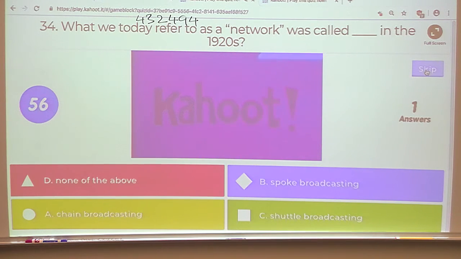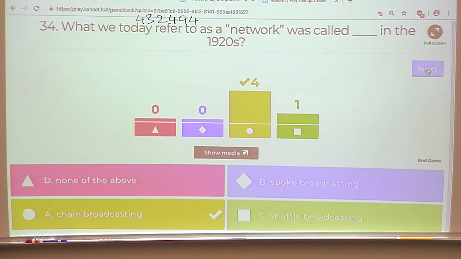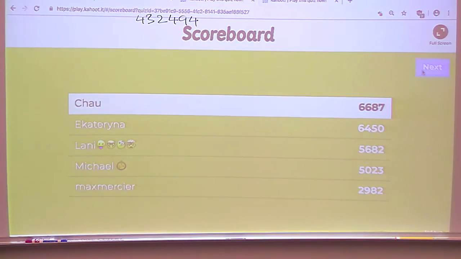What we today refer to as a network was called what in the 1920s? And let's jump ahead again. 4 people got it right. Excellent. Almost everyone. So it was called chain broadcasting. The idea there being that programming could originate in one station but be connected to all the other stations through a chain of long distance lines. So that's why they called it chain broadcasting at that time. Now we call it networks.